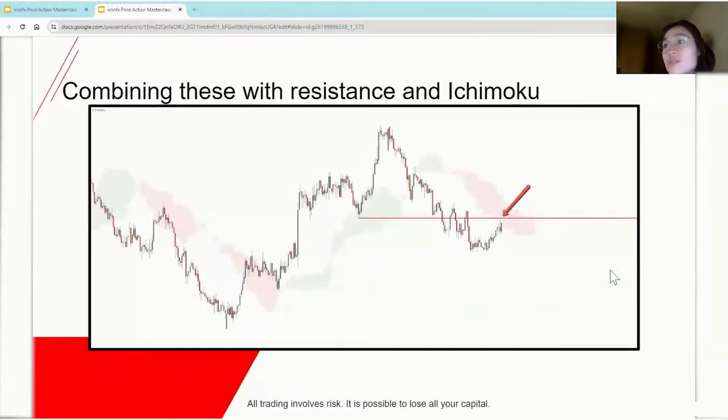Okay. So here we have price moving below or bouncing off our Ichimoku cloud. And here we have a swing low support, price breaking out of it, and we are expecting price to continue to bounce off of it.